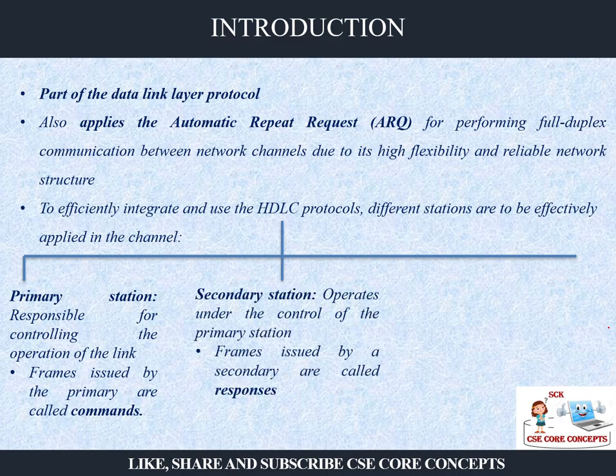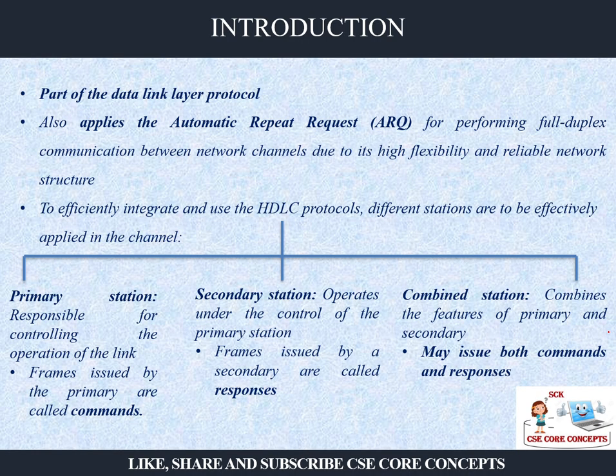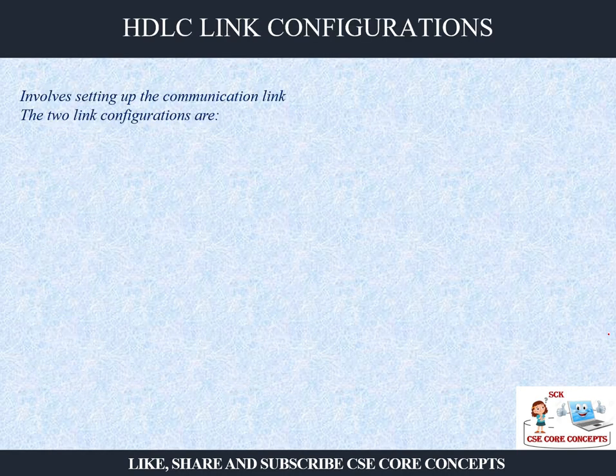The second type of station is the secondary station, which operates under the control of the primary station, and the frames transmitted by the secondary station are categorized as responses. So the primary station gives the command and the secondary station gives the response. The third type of station is called the combined station. Combined stations have the features of both primary and secondary. That means these stations can issue commands and they can give responses also.